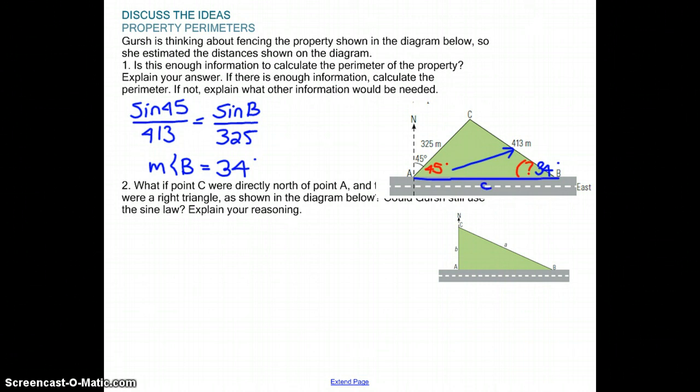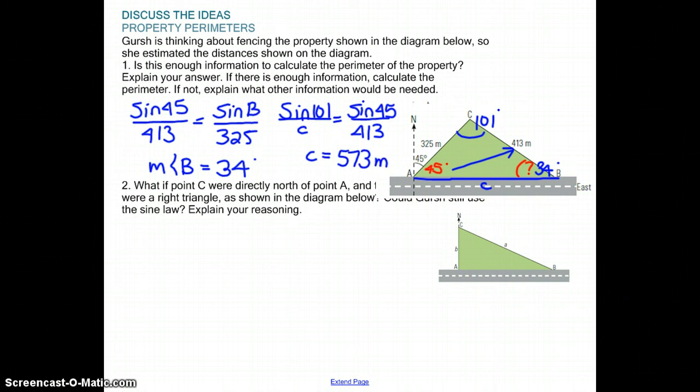So we need to have this other angle first. We know that all three angles add up to 180 degrees. So 180 minus 45 minus 34 is 101 degrees. Now we can set up the sine law again. We'll go sine 101 over C equals sine 45 over 413. And we should find side length C, after we cross multiply, to be about 573 meters.